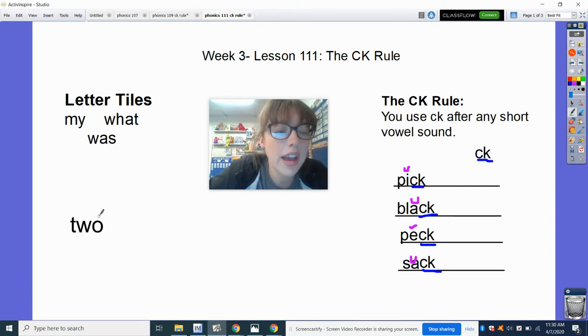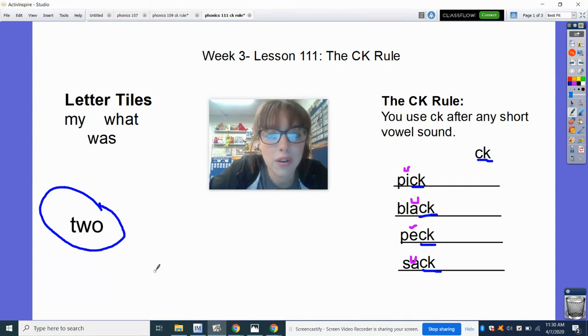And we have one new sight word this week, and it is called two. And we've already had 1, 2, but this is the number 2. So if you see a T and a W and an O, that means that they're talking about the number 2. So like you have 2 of something.